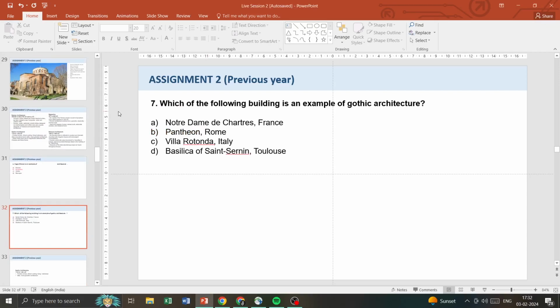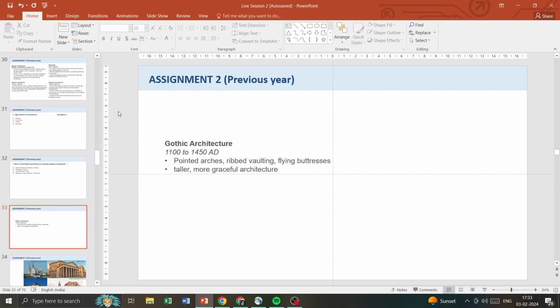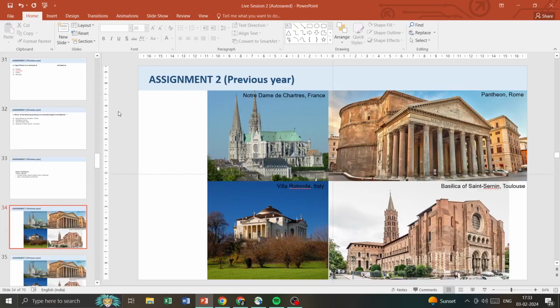Question number 7. Which of the following buildings is an example of Gothic architecture? Notre Dame de Chartres, France; Pantheon, Rome; Villa Rotonda, Italy; Basilica of Saint Sernin, Toulouse. Gothic architecture is characterized by pointed arches, ribbed vaulting, flying buttresses, taller and more graceful architecture, and heavy ornamentation. So these are the four buildings that have been mentioned in the question.